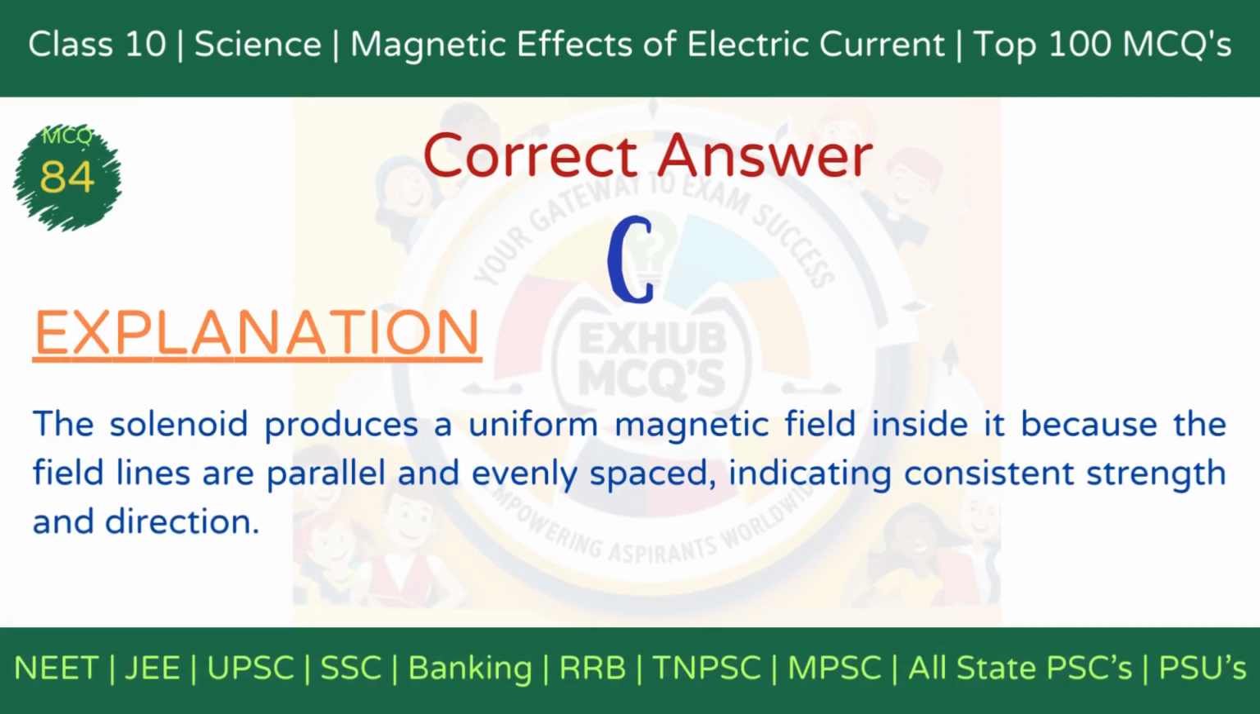The correct answer is option C, due to parallel alignment of field lines. Explanation. The solenoid produces a uniform magnetic field inside it because the field lines are parallel and evenly spaced, ensuring consistent strength and direction throughout the solenoid.